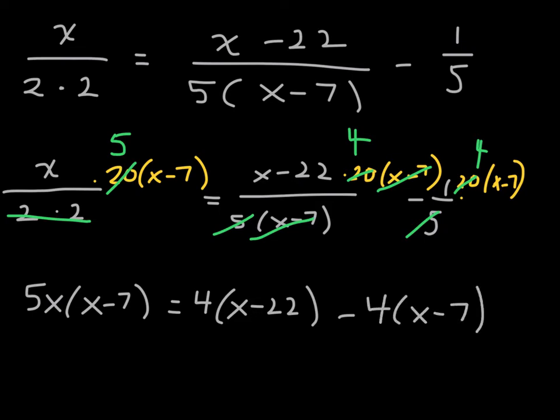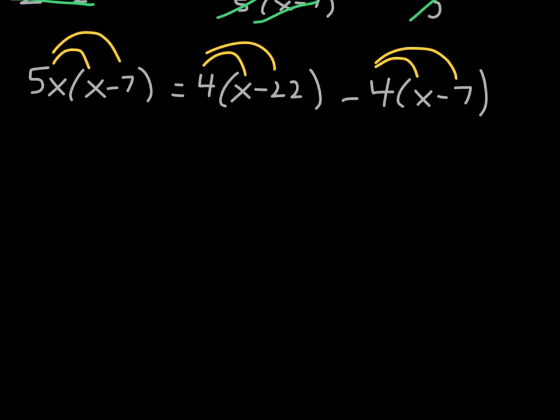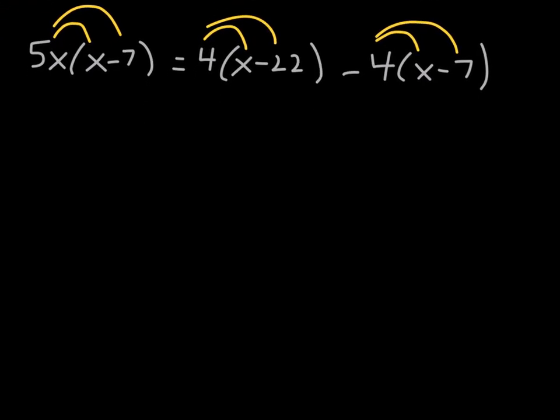Look at this, guys. This equation seems less intimidating to solve. So now what we'll do is we'll distribute 5x. Here we'll distribute the 4. Be careful here. You'll be distributing negative 4. Be careful with your signs. Let me move us up here. All right, so after distributing, we end up with 5x squared minus 35x is equal to 4x minus 88.